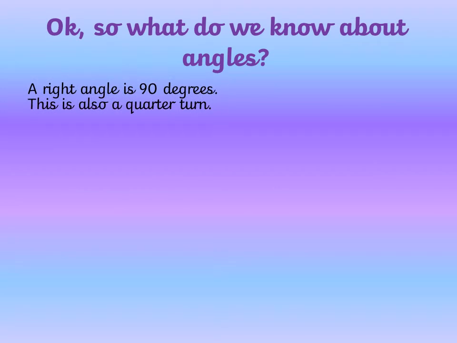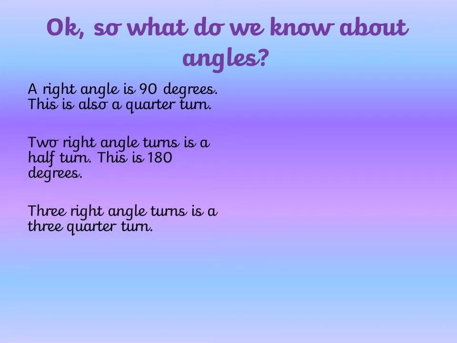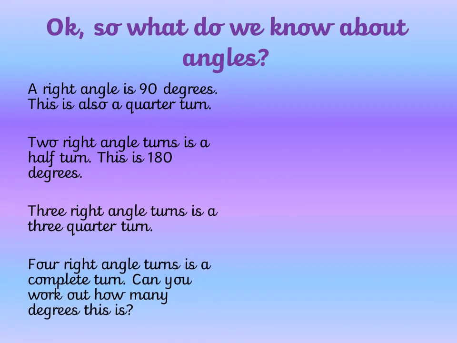So as we just saw, the right angle turn is 90 degrees. That's also a quarter turn. 2 right angles makes a half. So 2 quarter turns make a half, which is 180 degrees. 3 right angles, 3 quarter turns. I wonder if you could work out how many degrees that is. And then 4 right angle turns or 4 quarter turns makes that complete turn or that full turn. How many degrees is that?